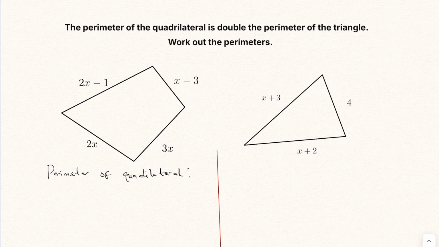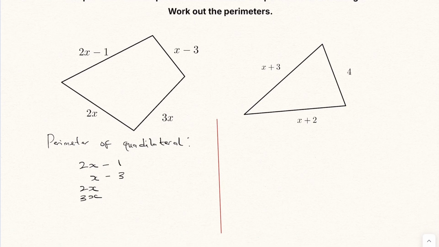So it's going to be, I'm just going to attempt to add up all the sides now. Starting from 2x minus 1 and x minus 3 and 2x and 3x. So what I'm going to do here is to add everything up. 2x plus x is 3x. 3x plus 2x is 5x. 5x plus 3x is 8x. Put down minus 1 minus 3, of course, is minus 4. So the perimeter of this quadrilateral is 8x minus 4.